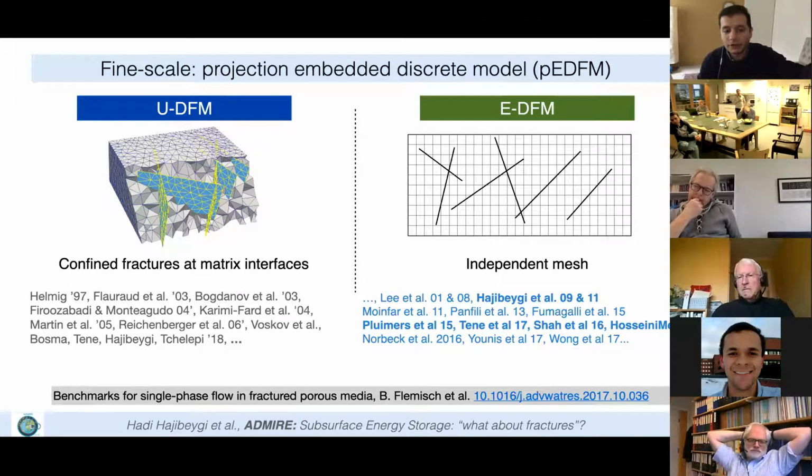There, all fractures are always at the interfaces. Here, they can cross your elements. And especially, as Marcel just asked, if you have a sealing fracture that is now crossing over your element, you need to make sure the flow stops. And that's not a trivial task at all.